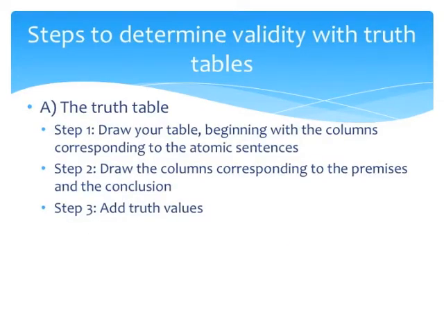So here's a summary of the steps we have identified for determining validity by means of truth tables. The first group of steps corresponds to the construction of the truth table itself. The first one is to draw the table, beginning with the columns corresponding to the atomic sentences. In the case we were examining, we only had two, P and Q. But you could also have P and R, Q and R, or P, Q and R, etc. The second step is to draw the columns corresponding to the premises and the conclusion. And the third step is to add the truth values.